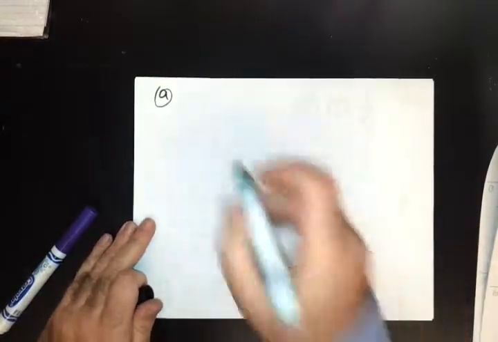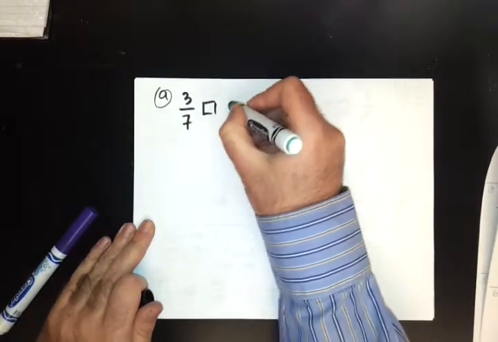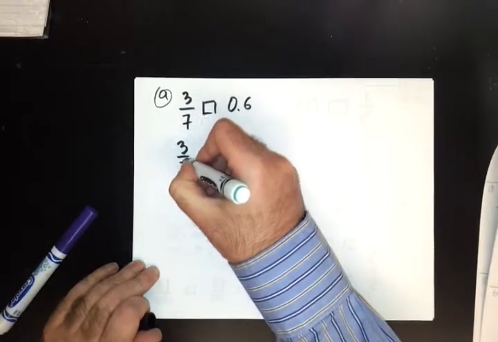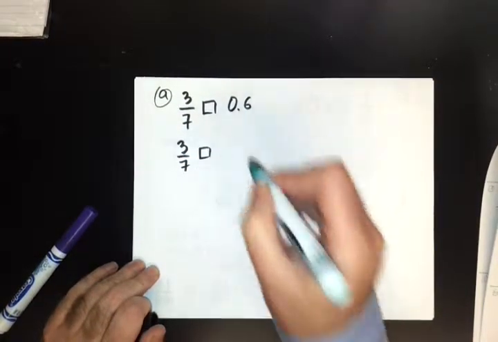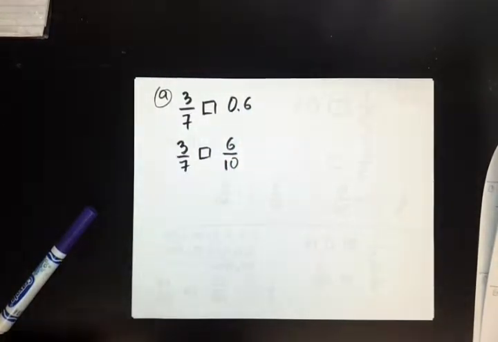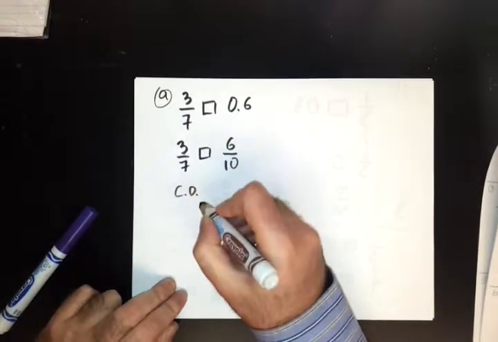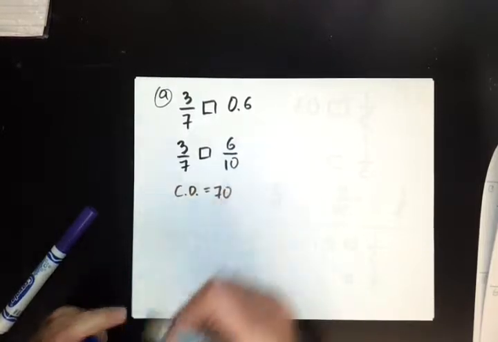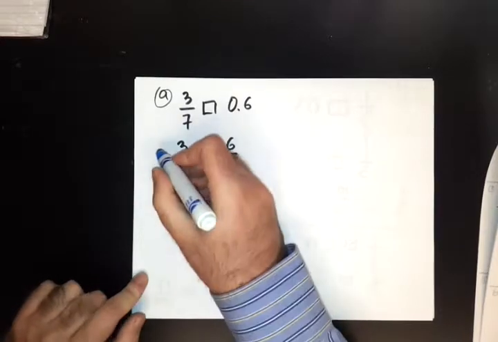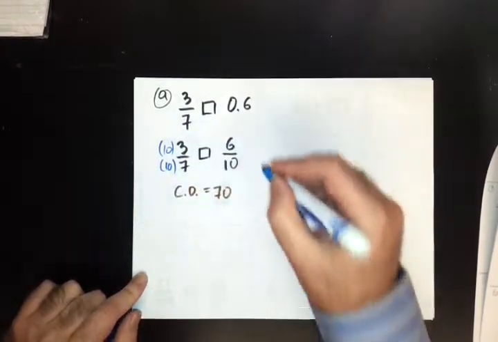In number 9 I have 3 over 7, and I'm comparing it with a decimal. All I need to do is convert the decimal into a fraction. 0.6 is 6/10, and that's about it. My common denominator here, unfortunately, method 1 is the best way to go, and 7 times 10 is 70. Larger than I would like, but not much we can do there. To convert a 7 to a 70, I need to multiply both top and bottom by 10. At least it's an easy multiplication.